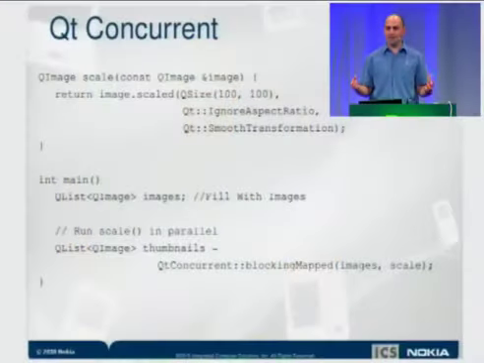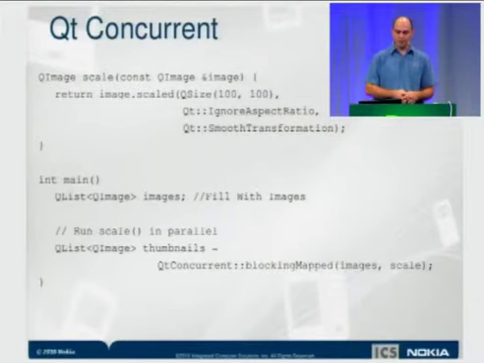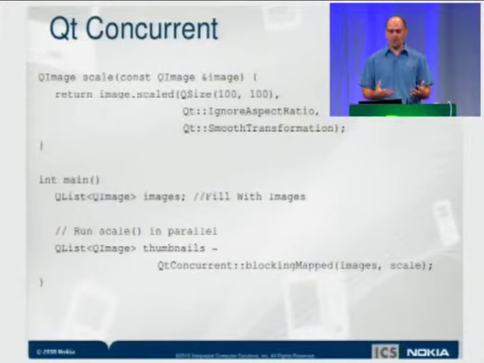Here we have a function that will scale an image. This is something that could take a very long time if we have a lot of images and they're very big images, especially if we want to do smooth transformations. So all this function does is return QImage's very own scaled function. Inside of main, we make a list of images. This could be quite long. It could be quite complex in its images.